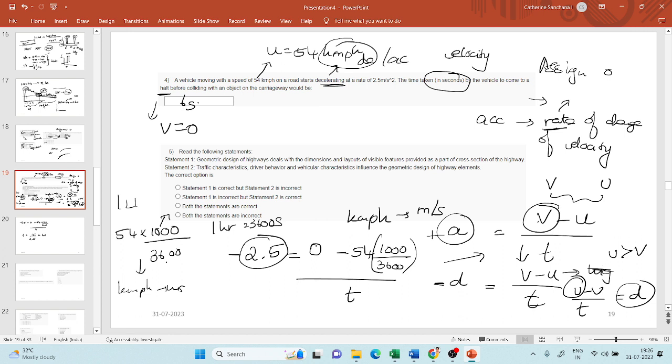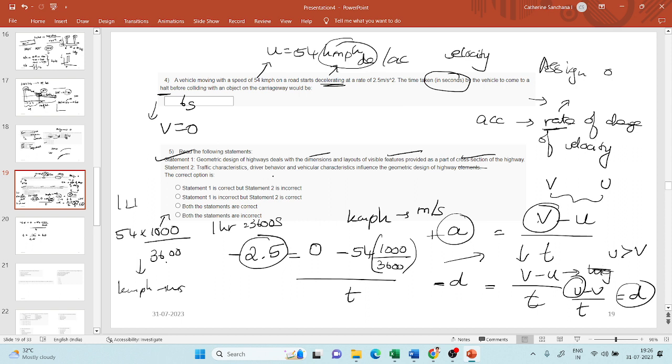Geometric design of highways deals with the dimensions and layouts of visible features provided as a part of cross-section of the highway. Is this correct? By reading the statement itself, you can figure out that it is correct. Okay, it deals with the dimensions, visible features, cross-section of the highway. So this statement 1 is correct.